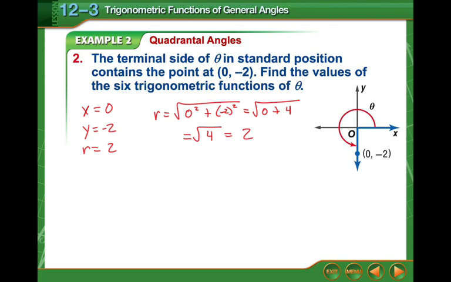So now, in the same process we did the last one, we have to find those 6 trig functions again. So sine of theta, which we know it's going down, so theta is really 270, but that's okay. So sine of 270, or 3 pi over 2, is going to be our y value, negative 2, over r, 2, which simplifies to be negative 1. Cosine of theta is going to be 0 over 2, which is 0. And tangent of theta is going to be negative 2 over 0. That's a problem. That's undefined.